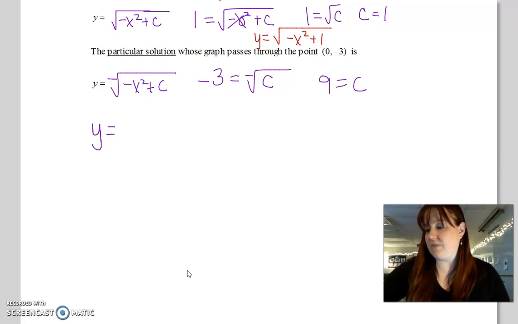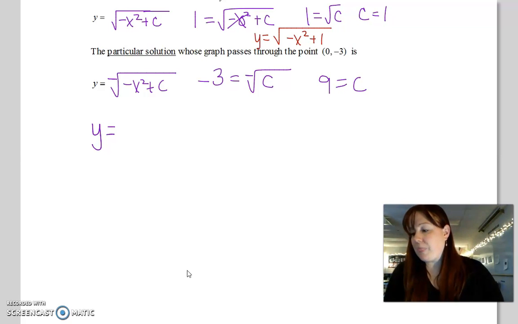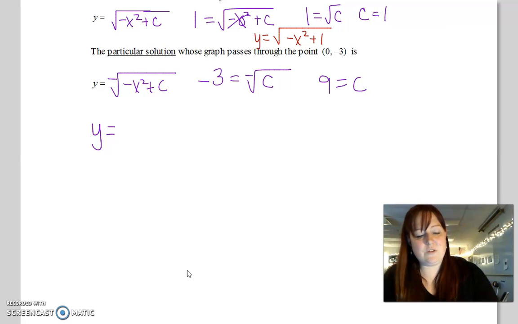Let's see if that changes anything. I can't remember. Nope, we still end up with positive c because we square both sides. Yeah, we still square both sides and we end up with positive. But see, don't want to forget the negative.